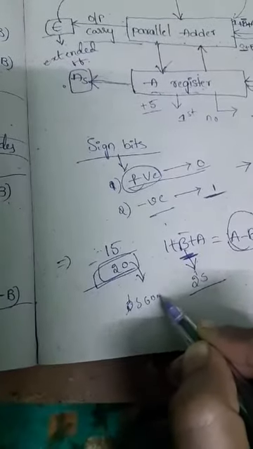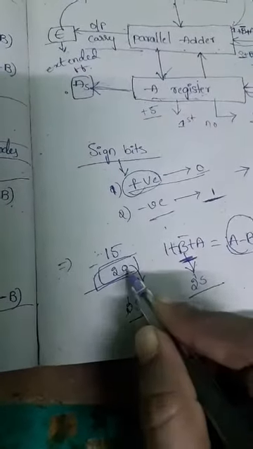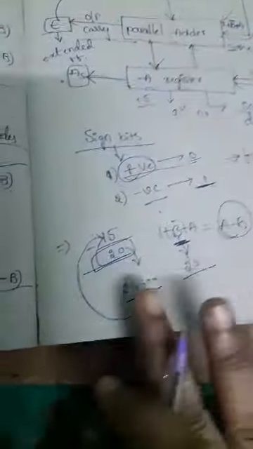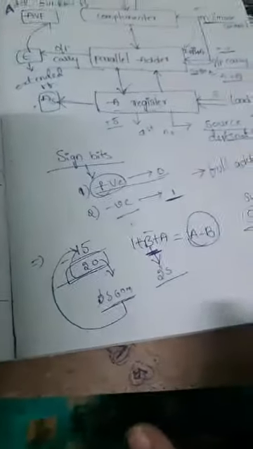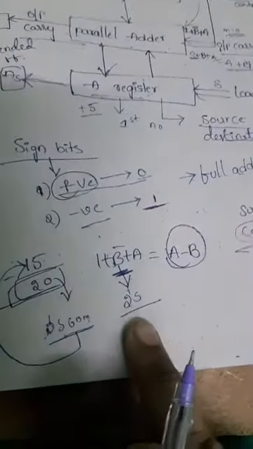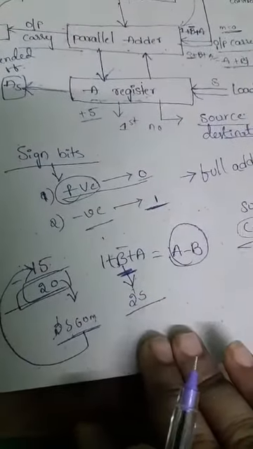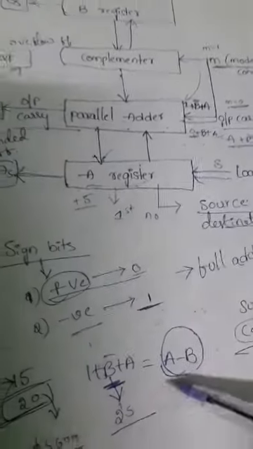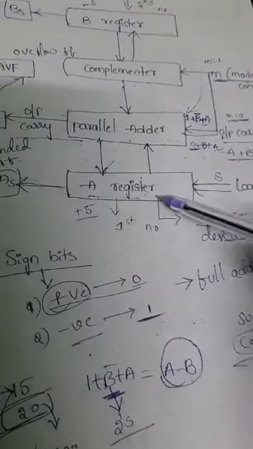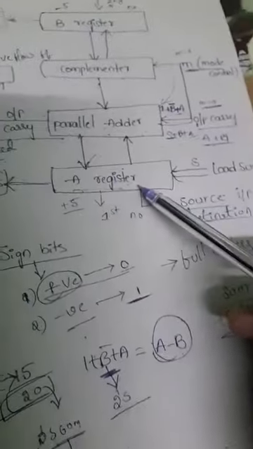Okay, so after that, this 2's complement of 20 will be added to the 15. So finally, this is the subtraction procedure. Like that, here also we are taking the B complement, which is done by the 2's complement. After performing A minus B, the result will be transferred to the A register.